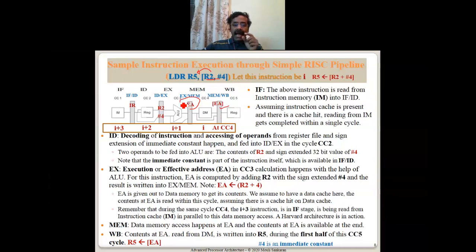This pipeline register has the contents that were read from the data memory, and they are now available. What is to be done? They have to be stored into the register file, which happens during the write back stage. You know that it happens during the first half of the CPU cycle. I hope now you have understood how this particular memory operation goes through the pipeline.